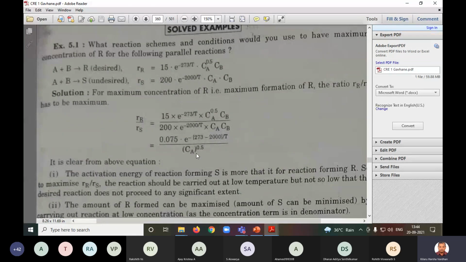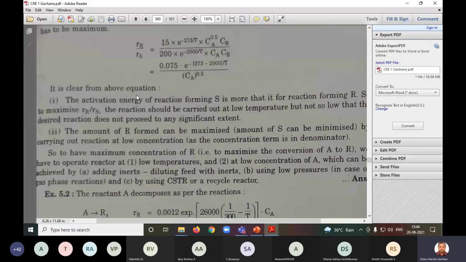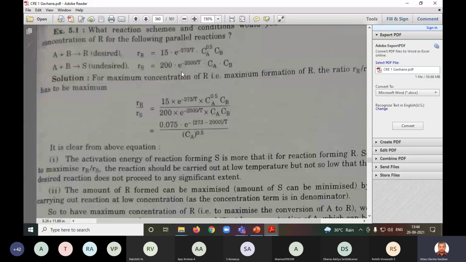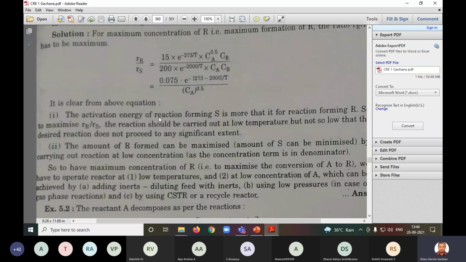Ca to the power 0.5, Ca comes down, Cb can cancel out. So you are getting Ca power 0.5 in the denominator. From this, what we can do here is look at the activation energy, because this particular thing is the activation energy 15, this particular thing is 273 minus this, and this is the pre-exponential factor. Activation energy for the reaction forming S is more because this is 2000. That it is forming R and S.